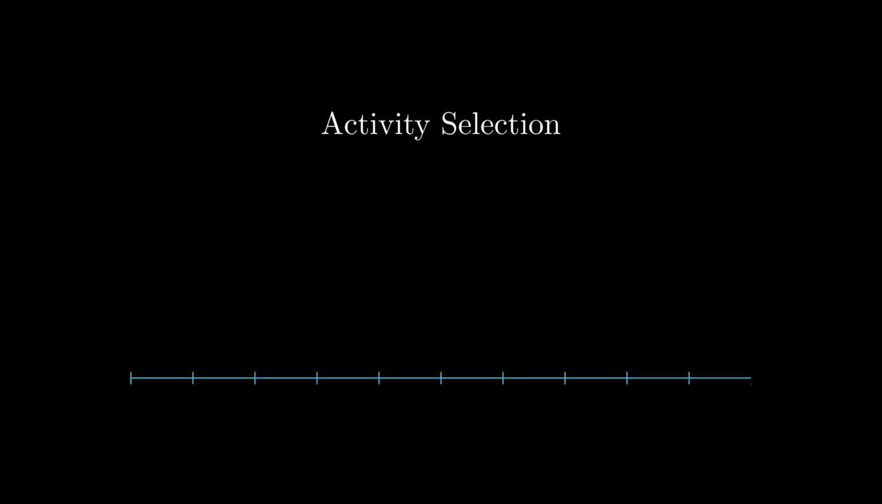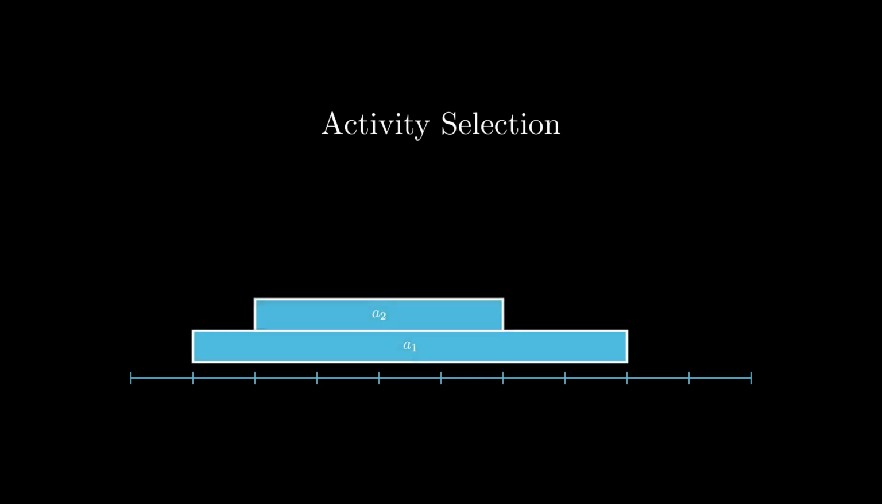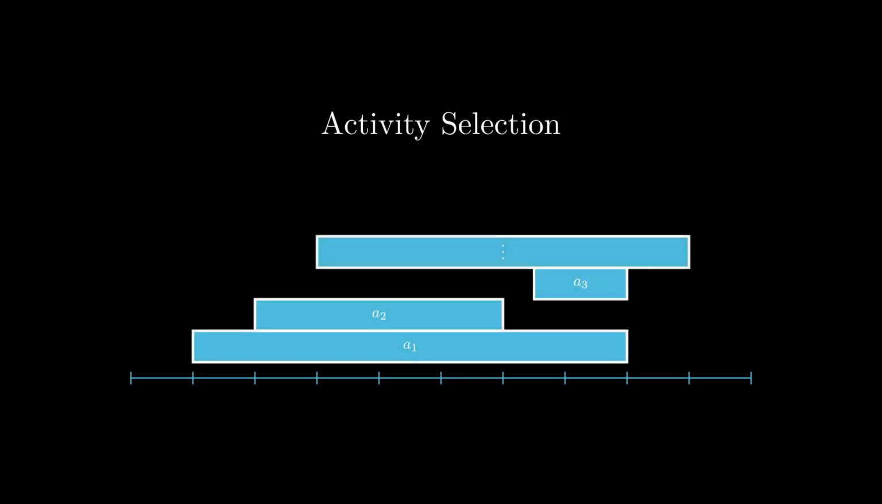Let's take a look at another typical example of a greedy algorithm which yields an optimal solution. In the activity selection problem, we have n activities with start and end times, and we want to determine the largest number of activities we can schedule simultaneously without any conflicts. I want you to pause the video and try to think of what your greedy metric should be in this case.